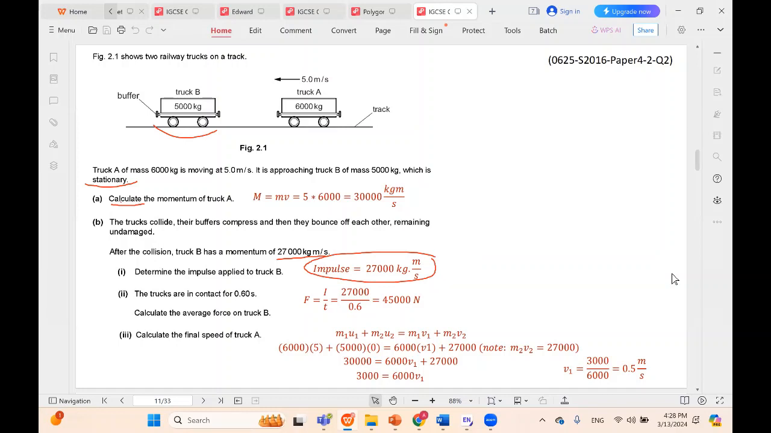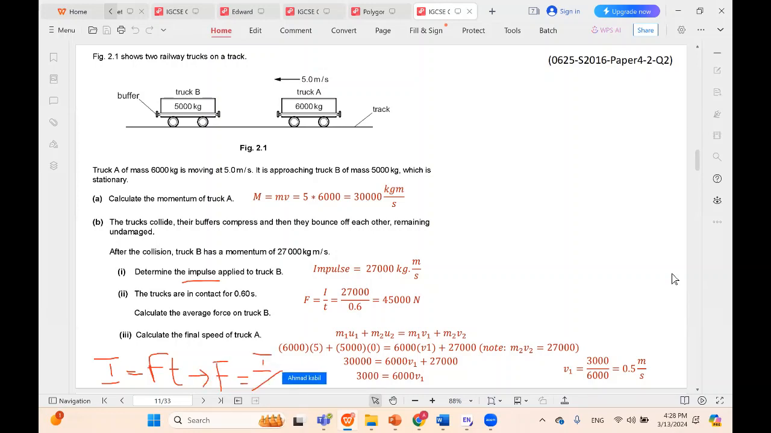The trucks are in contact for 0.6 seconds. Calculate the average force. So now that we have the impulse, we can use the rule I equals Ft. But since we want the force, we can change it into F equals I over t. And impulse over time gives us 27,000 divided by 0.6, which is 45,000.